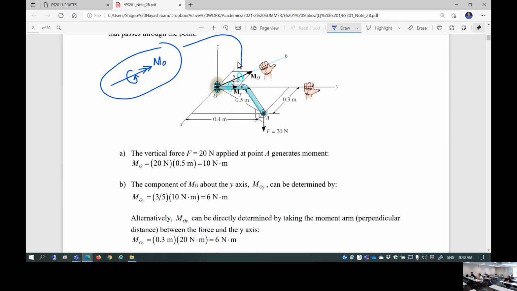So this is the textbook notation. The textbook says this is moment MO, and this is the rotation. But looking at the rotation direction, it's kind of confusing. So I'm going to put the double arrow, and put the direction around it. So this is the moment MO, and this is the direction of the moment. Because with this direction, you can tell which way you're rotating. So I'm going to oftentimes use the double arrow, and I think this is pretty good to avoid confusion.